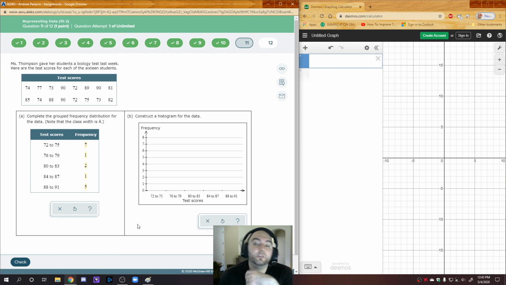Now here's something you can do that I strongly encourage to make sure you could possibly not be wrong. Up here in the instructions, it says somebody gave a biology test. Here are the scores for each of the 16 students. So there's 16 numbers in this chart. Does my frequency table add up to 16? That means I've accounted for 16 things, right?